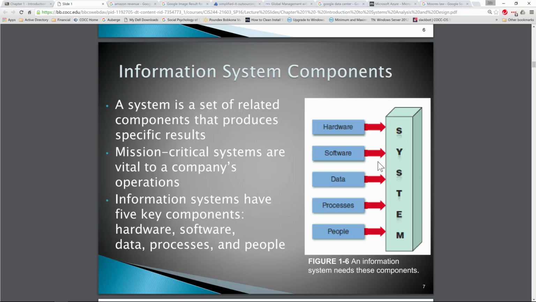system. So, system: a set of related components that produce specific results. So, what are those related components? Well, we have hardware. Now, hardware has changed because hardware may no longer be at our location. Hardware may be in the cloud. It may be in a data center. We'll look at some of this. Software, data, processes, and then, of course, people.